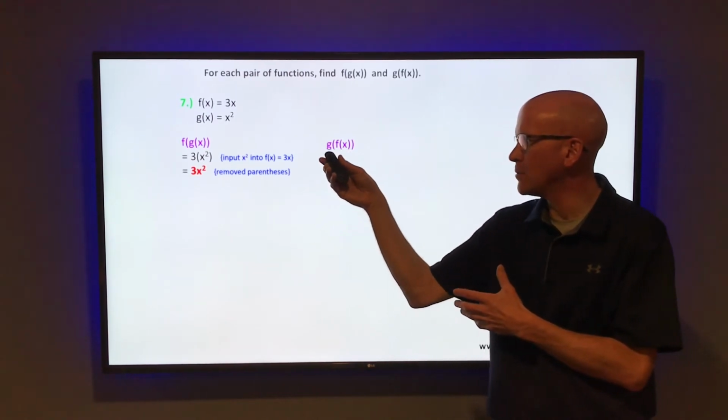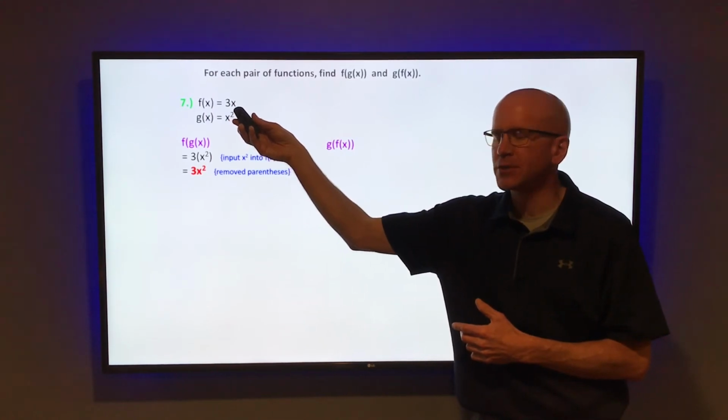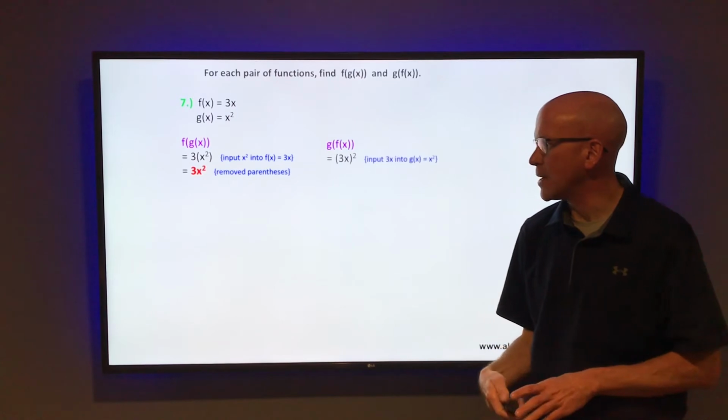Now to switch that around, g(f(x)), take what f(x) is, that 3x, and substitute that in for x into g(x). So it'd be the quantity 3x squared.